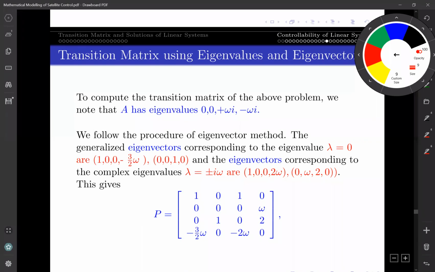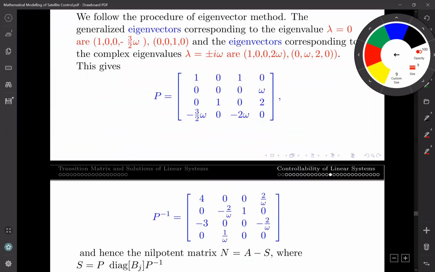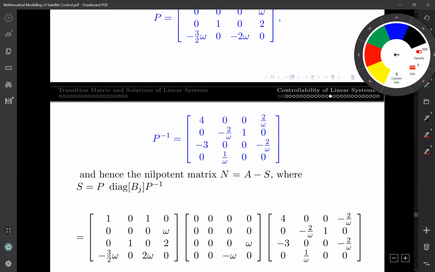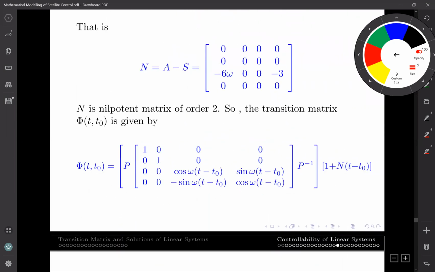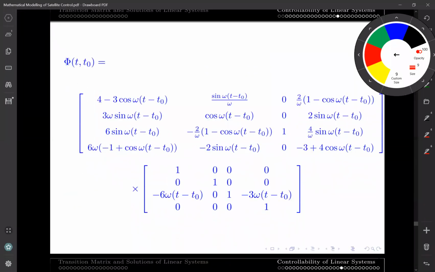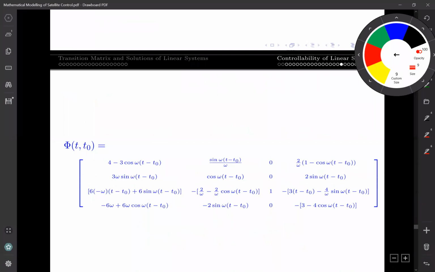Therefore the P matrix in the Jordan form or the diagonal form is given by this. The columns of P are the eigenvectors of the matrix corresponding to the eigenvalues, and P inverse you can compute. So the N matrix which was stated in the theorem can be computed, and finally you can compute the transition matrix. Phi(t, t0), the transition matrix, can be computed according to the theorem which I stated earlier. So it finally boils down to this one. This is the form of the transition matrix for the satellite problem.